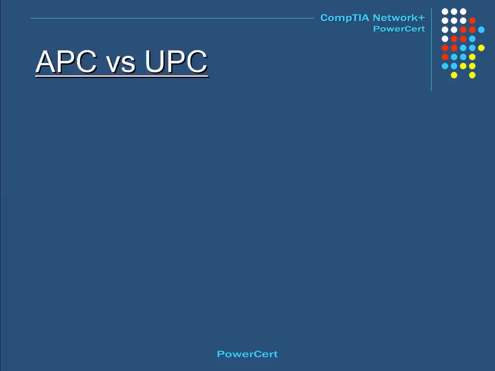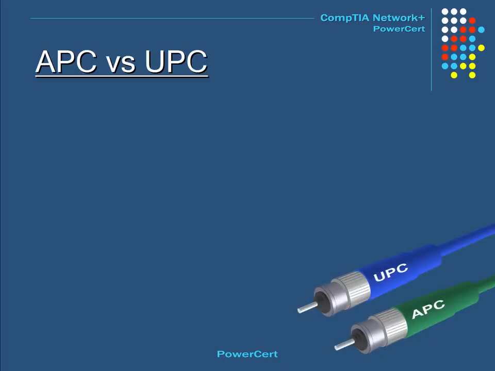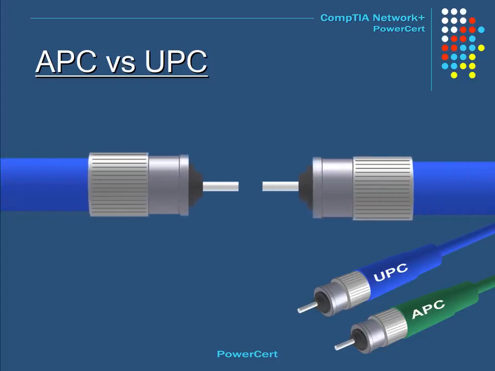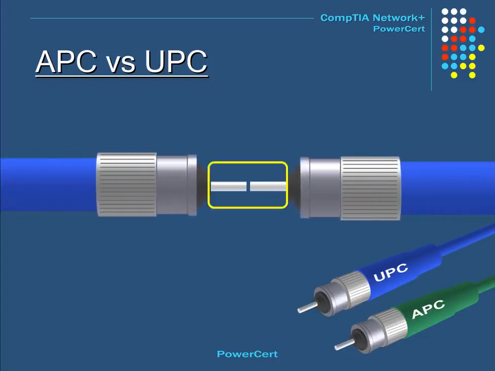Now we're going to talk about the difference between UPC and APC connectors. And as an example, we're going to use a group of ST fiber connectors equipped with UPC and APC connectors. When fiber optic connectors make a connection to each other, the point at which the connection is made is not perfect because of the small imperfections of the surfaces.